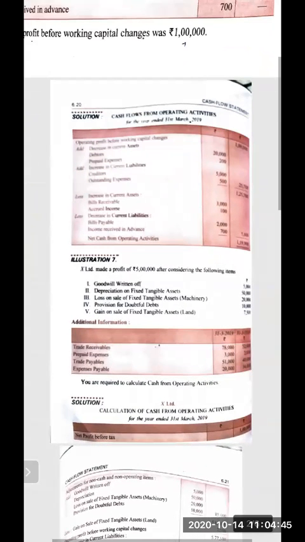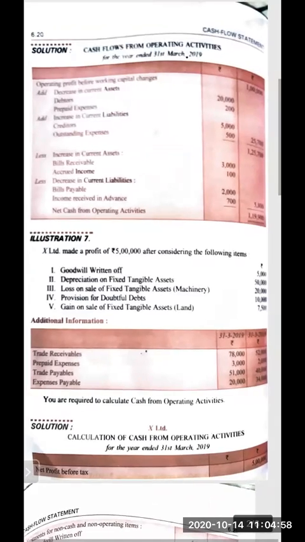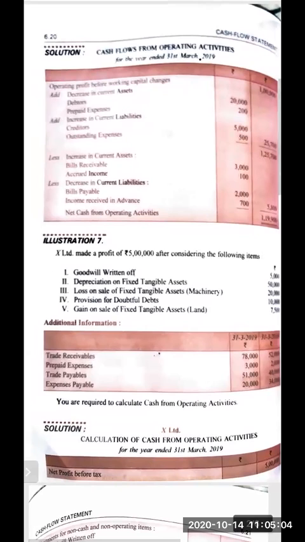See, operating profit before working capital changes, that is 1 lakh, is given to us in the question. Add, as the current assets are decreasing. Which current assets are decreasing? Debtors are decreasing by 20,000, while the prepaid expenses are also decreasing by 200 rupees. So we have to add the decrease in current assets. As I told you yesterday, these are the basic rules and the logic to do this.